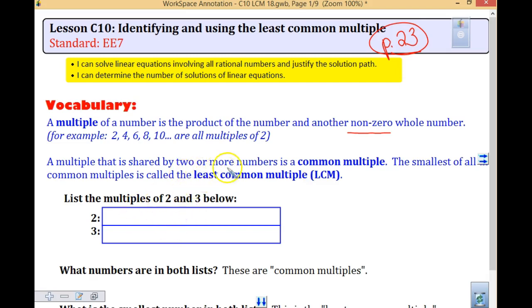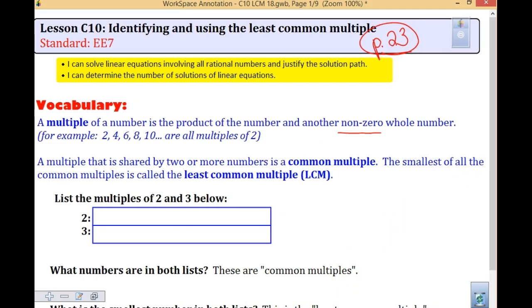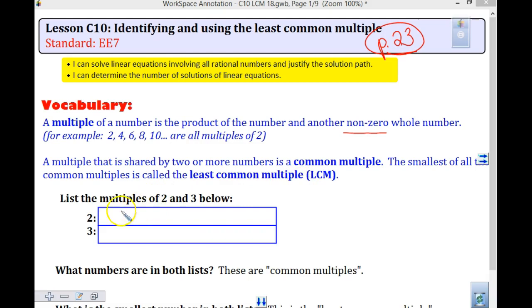A multiple shared by 2 numbers or more is called a common multiple. The smallest of all the common multiples is called our least common multiple. So right behind 2 and 3, I want you to make a list of your common multiples. We're going to list all the multiples of 2. 2 times 1 would be 2. 2 times 2 is 4. Okay, keep going. List about 10 of them.